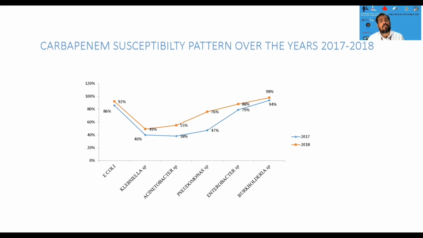Of course, some of you will be thinking that you did a good job of appropriateness, so what does that really mean? Whether that means that the resistance pattern which you have seen in your hospital has taken a backward step. So here you can see the carbapenem susceptibility pattern over the years from 2017 to 2018. You can see all the bacteria, E. coli, Klebsiella, Acinetobacter, Pseudomonas, Enterobacter, Burkholderia, were more sensitive to the antibiotics in the 2018 period. Of course, it was not a statistically significant sensitivity, but the trend is very common.